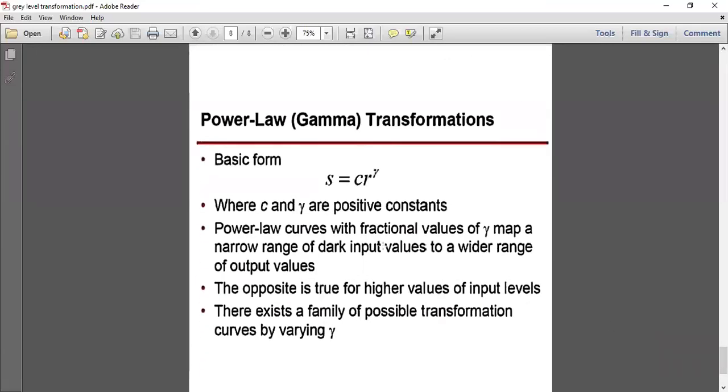And the last one is power law gamma transformation. The formula for power law gamma transformation is S is equal to C times R raised to gamma, where C and gamma are positive constants. Power law curves with fractional values of gamma map a narrow range of dark input values to a wider range of output values. The opposite is true for higher values of input levels. There exists a family of possible transformation curves by varying gamma.